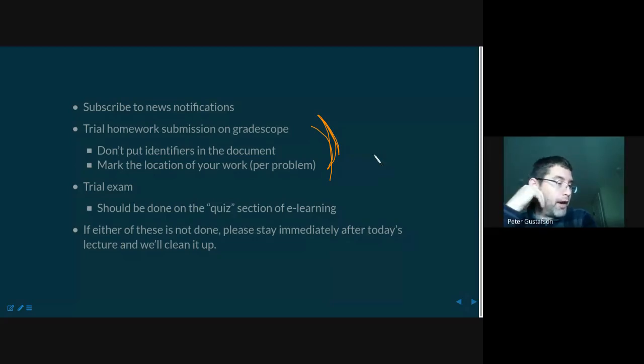So don't put your identifiers on there. Don't put your WIN number or your name on the sheet for any of the homework problems. Then I'm grading in a completely student-blind manner, only assessing the work as it's presented. So I think that's great for everybody.